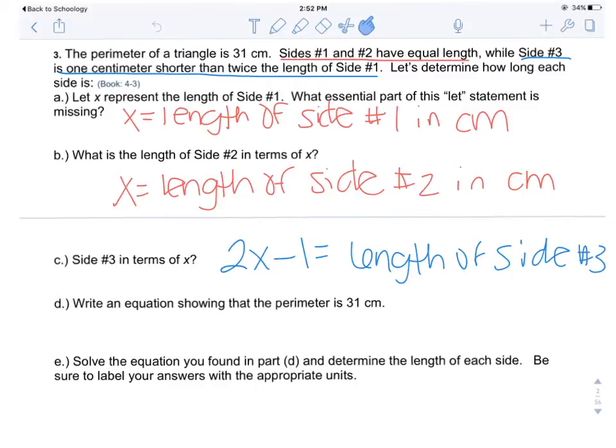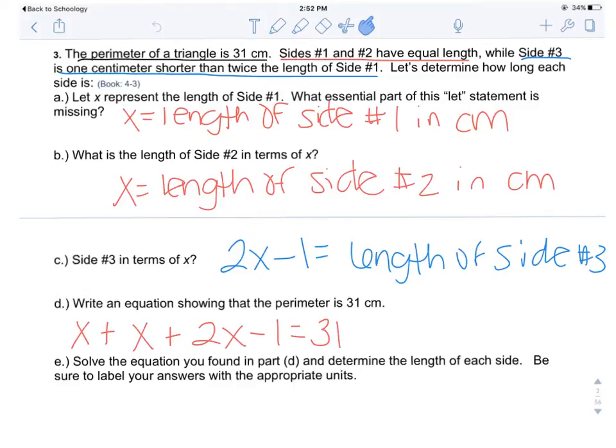Part D, we're going to write an equation showing that the perimeter is 31. And if you recall, perimeter is adding all the sides of the triangle together, so add all 3 sides up. So we're going to take the length of side 1 plus the length of side 2, which is x plus x, plus the length of side 3. And we're going to set that equal to 31.